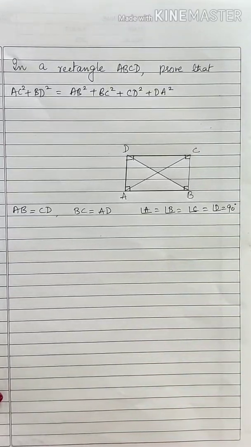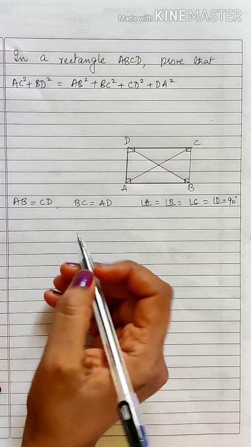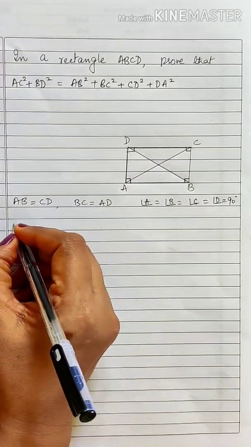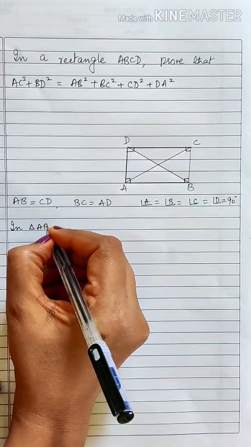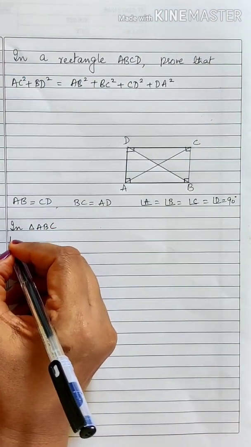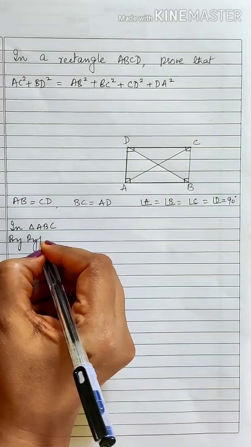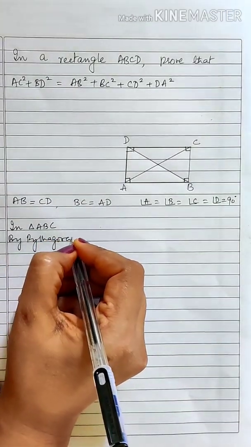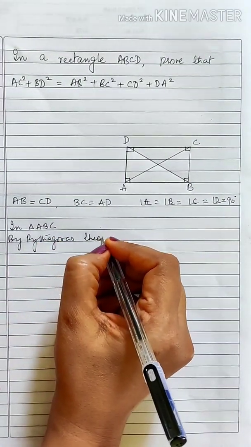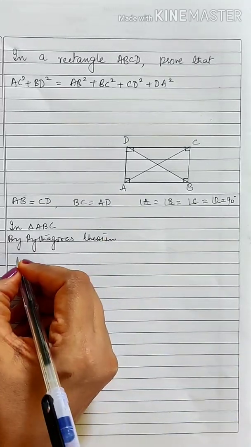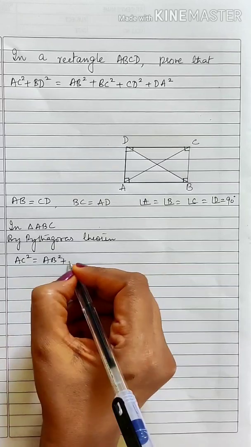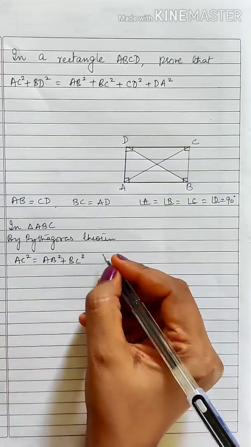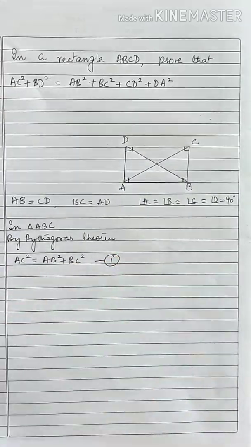This is a property of a rectangle. Now here I will take two right angle triangles. First one, ABC. In triangle ABC, when you apply Pythagoras theorem, you get AC square is equal to AB square plus BC square. This is your equation 1.